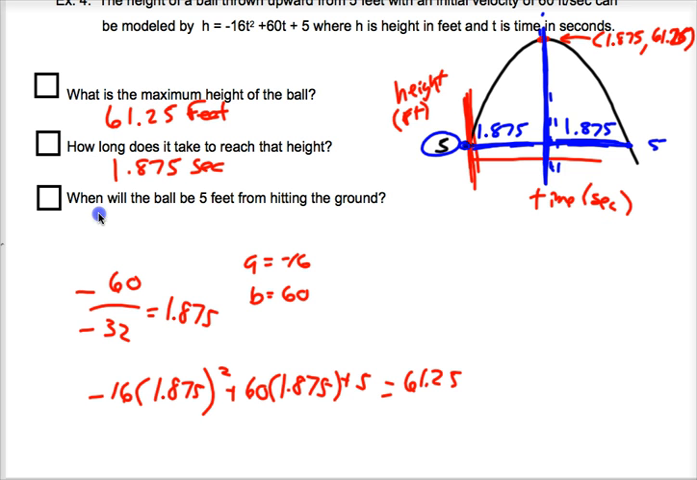So when they're at the same height, they should be the same distance from the axis of symmetry. So if you want to get this, all you have to do is double the 1.875. You get 3.75 seconds. Telling me that it's going to take a little bit over that to hit the ground. Because we only got 5 more feet to go.